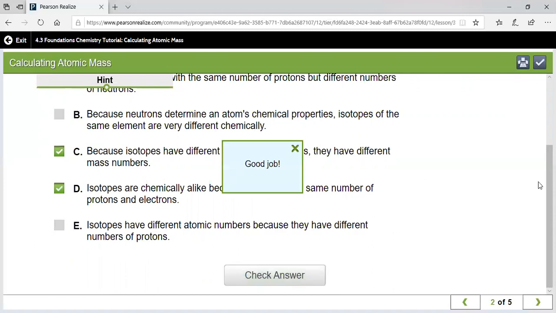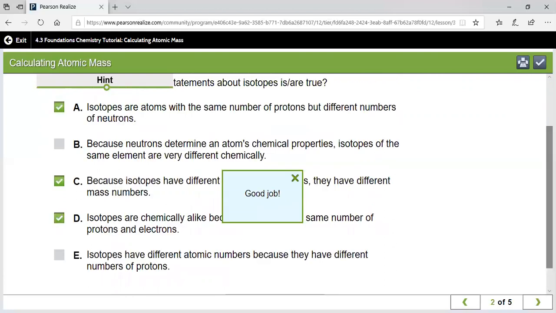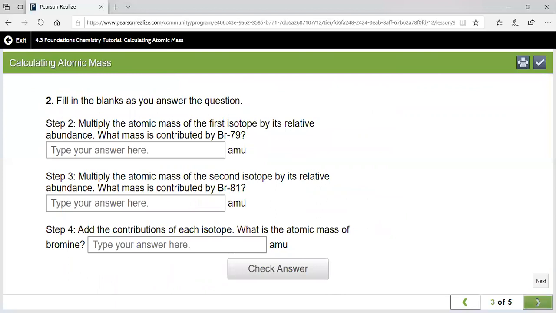I hope it's a good job. Yeah, excellent job. If we get back to that one, to get the mass, I have to take first of all the mass times the percent in decimal. So 78.92, which is the mass, times the decimal for it, 50.69%, so we'll make it 0.5069. So here for the first one, it will be 40.